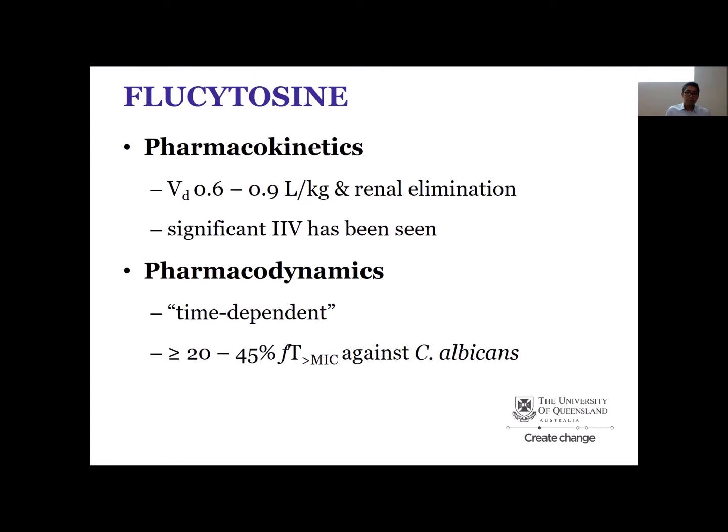And for flucytosine, briefly about the PK, VD ranges between 0.6 to 0.9 and it's predominantly renally eliminated. Significant inter-individual variability has been seen.